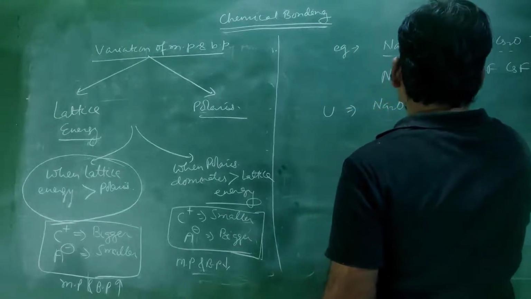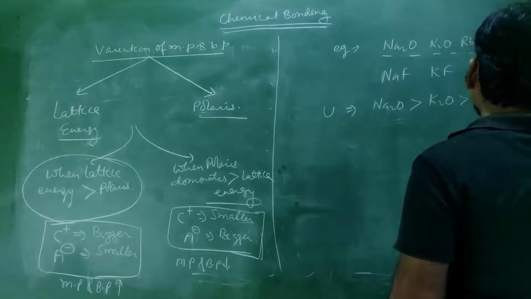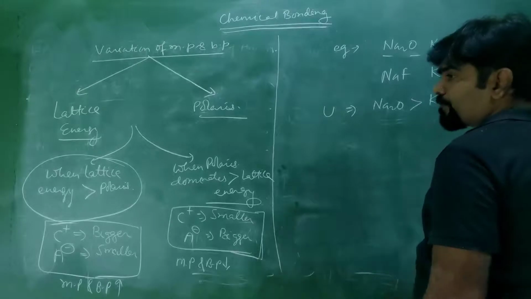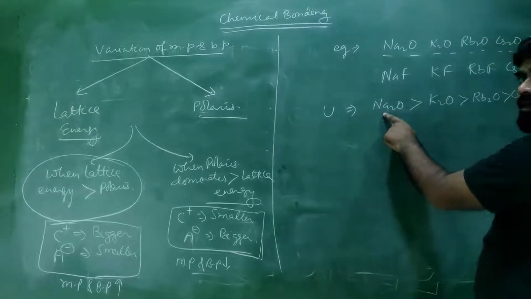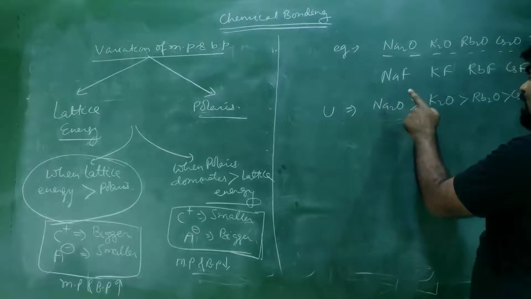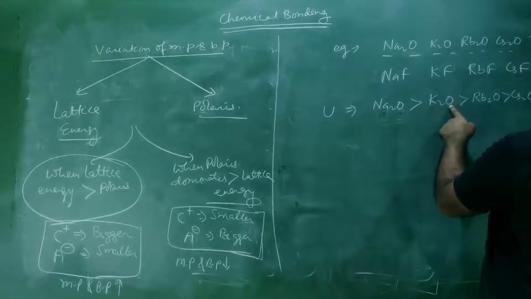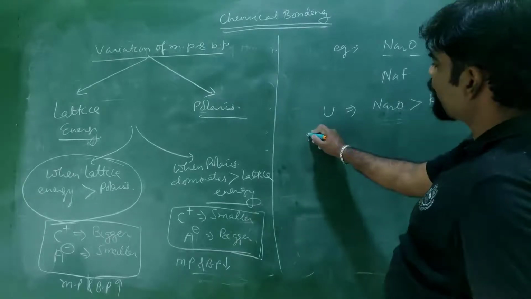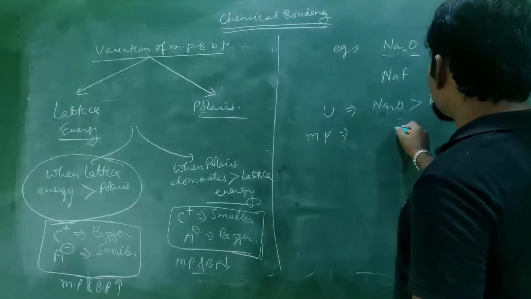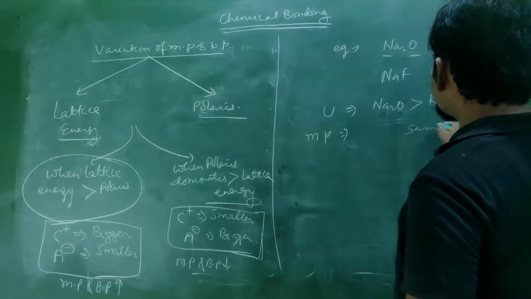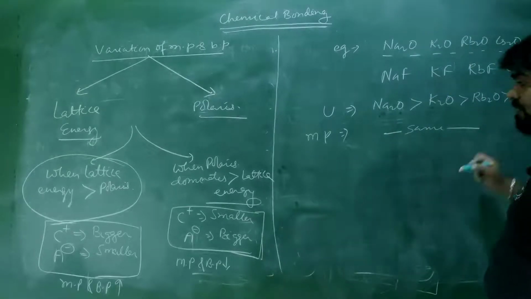Na2O will have a higher value of lattice energy, then K2O, then Rb2O, then Cs2O. Na+ does not have much polarizing power. It cannot polarize the electron cloud of oxide ions. Therefore, the melting point variation will be the same, and the boiling point variation will follow that of the lattice energy.